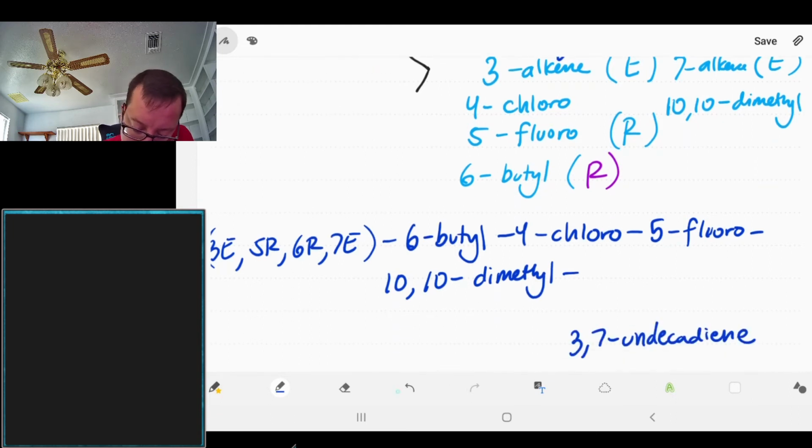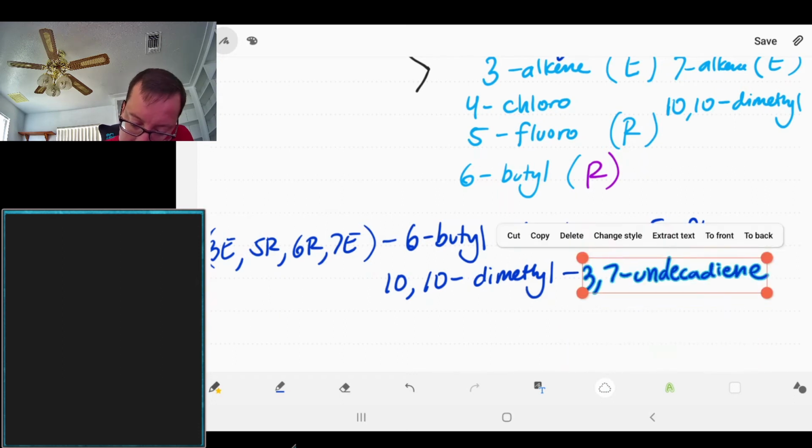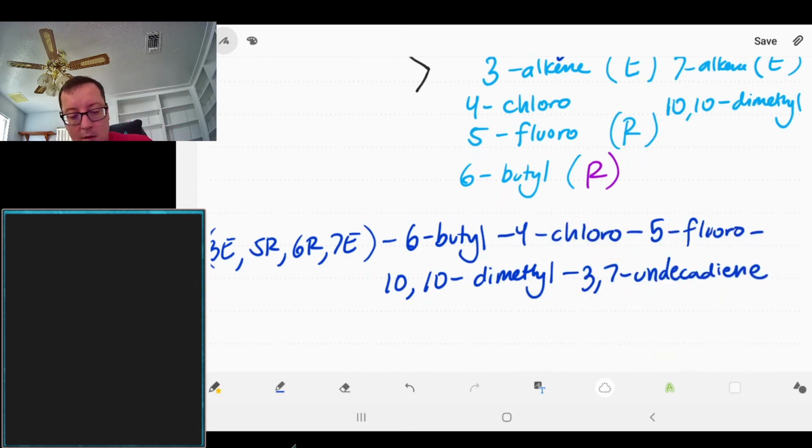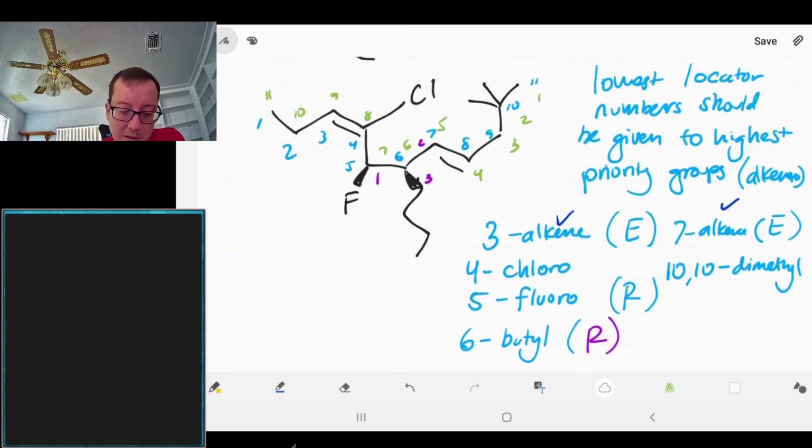And then here we go. Then we have our parent name there. So, very fun. So 3E, 5R, 6R, 7E, 6-butyl, 4-chloro, 5-fluoro, 10,10-dimethyl, 3,7-undecadiene. Impress your friends with these crazy names. But that is this molecule.